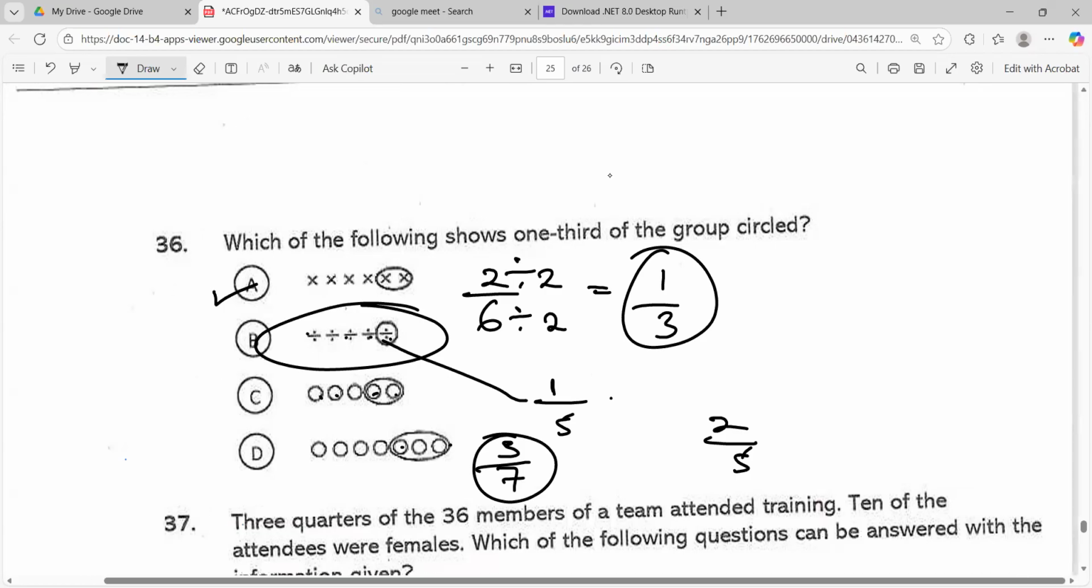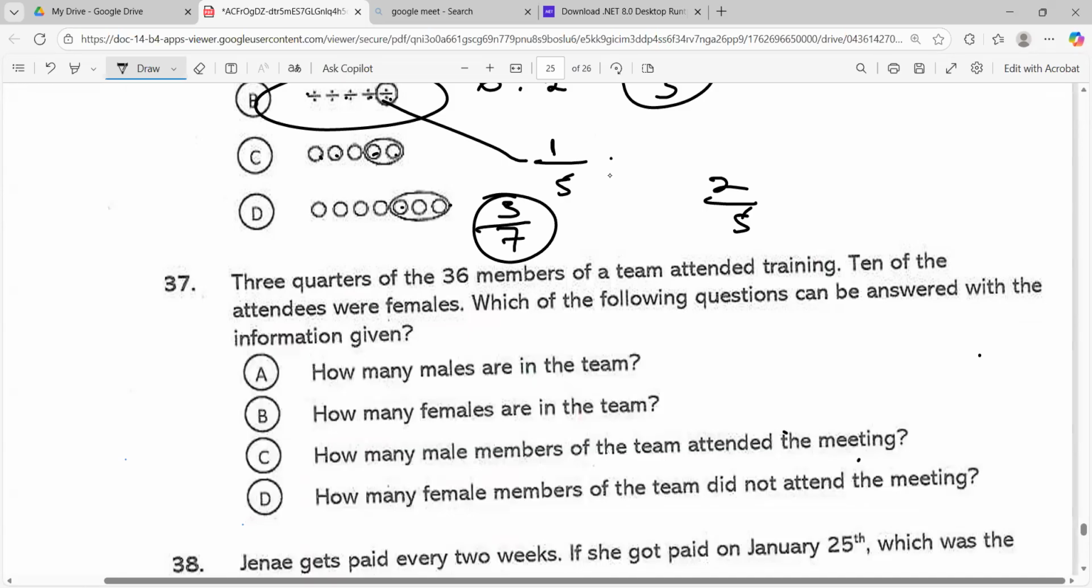Alright. Let's move on to 37. 3/4 of the 36 members of a team attended training. 10 of the attendees were females. Which of the following questions can be answered with the information given? A. How many males are in the team? B. How many females are in the team? C. How many male members of the team attended the meeting? D. How many female members attended? E. How many female members of the team did not attend the meeting?